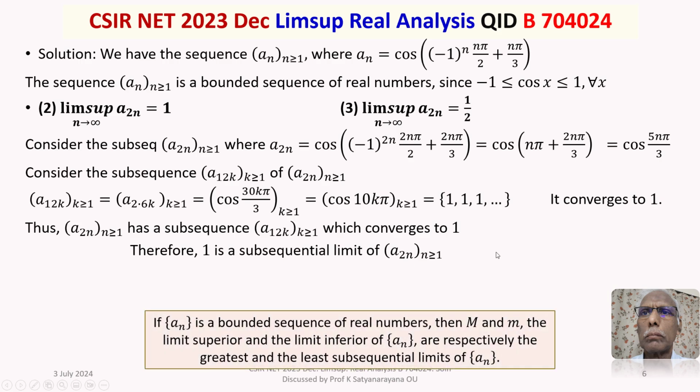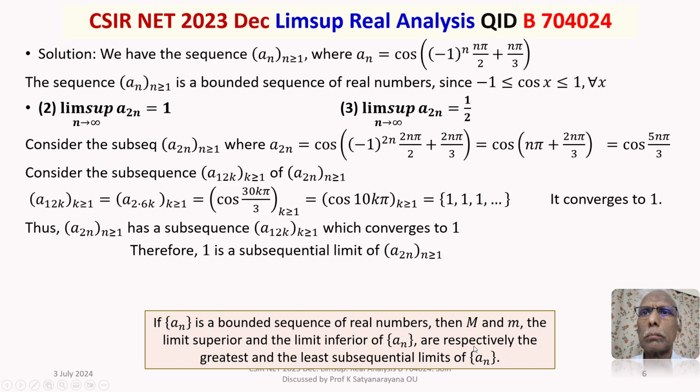And you recall a result. If you have a bounded sequence of real numbers a_n, n equal to 1 to infinity, capital M and small m are the limit superior and limit inferior of this sequence, then capital M is given by the greatest subsequential limit of a_n, and the limit inferior small m is given by the least subsequential limit of a_n.